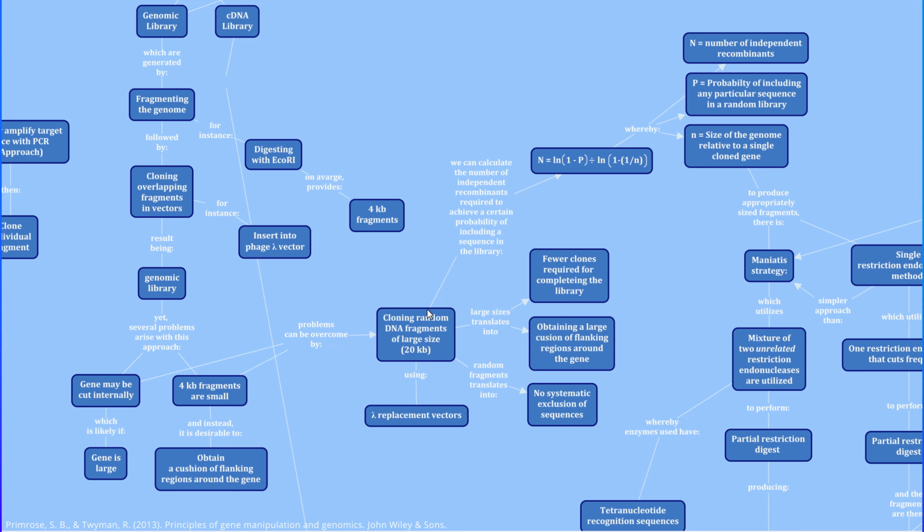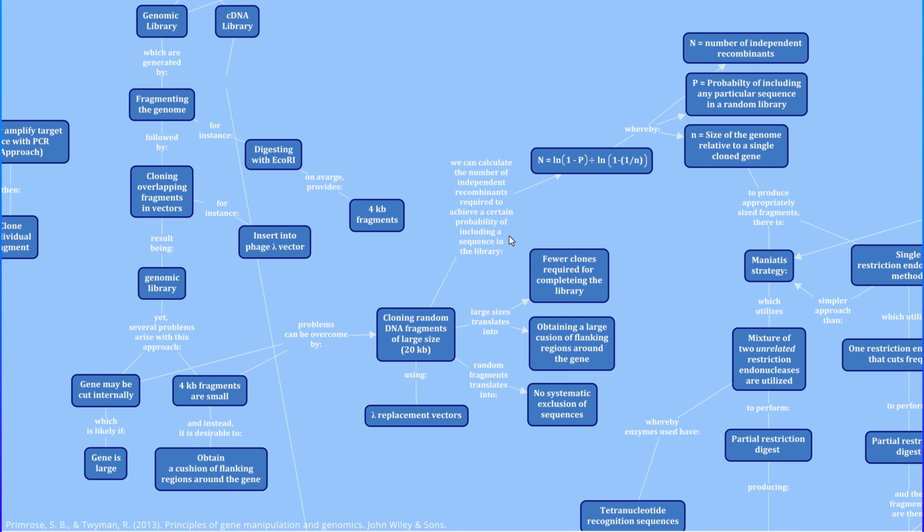And then also the fact that it's random fragments, if you've noticed, means that you have no systematic exclusion of sequences. And here, it doesn't mean that there's no exclusion of sequences, but it just means that there's no systematic exclusion of sequences. And so there's also the advantage of that.